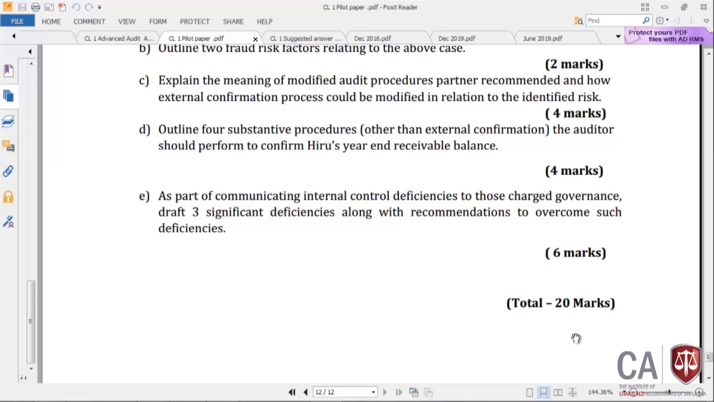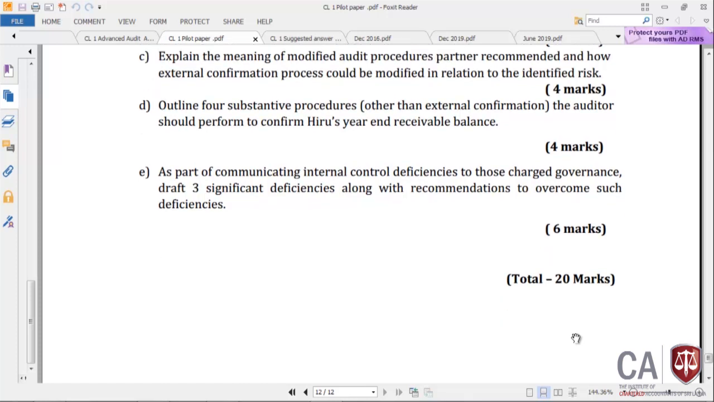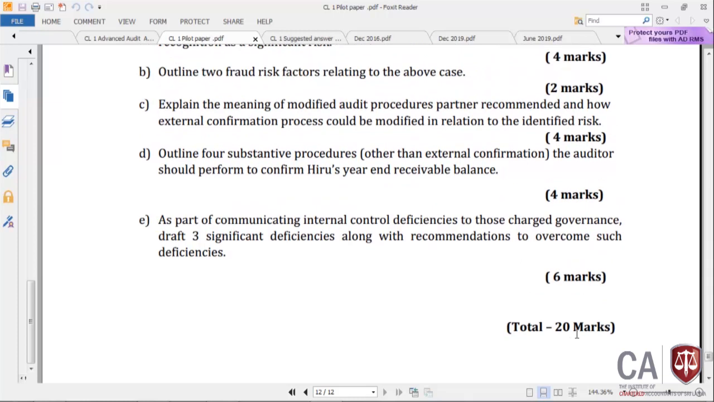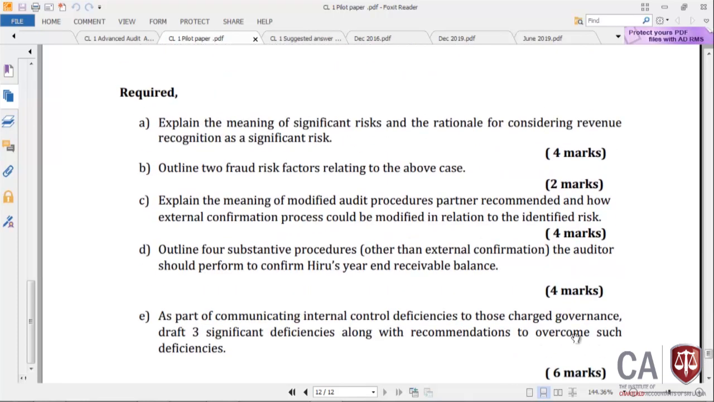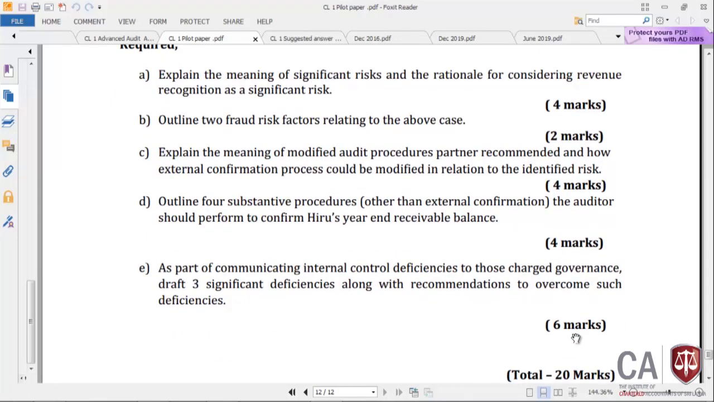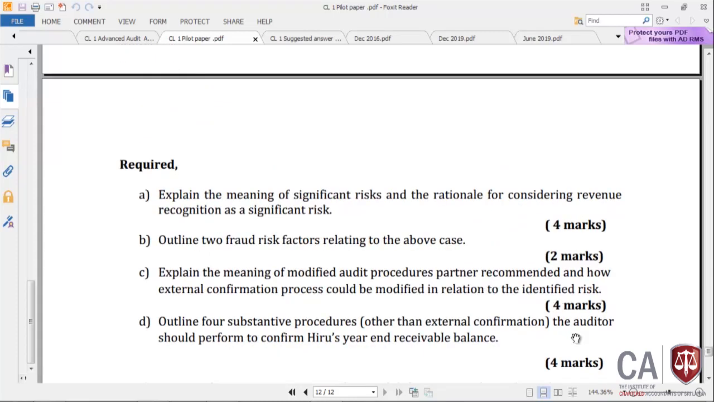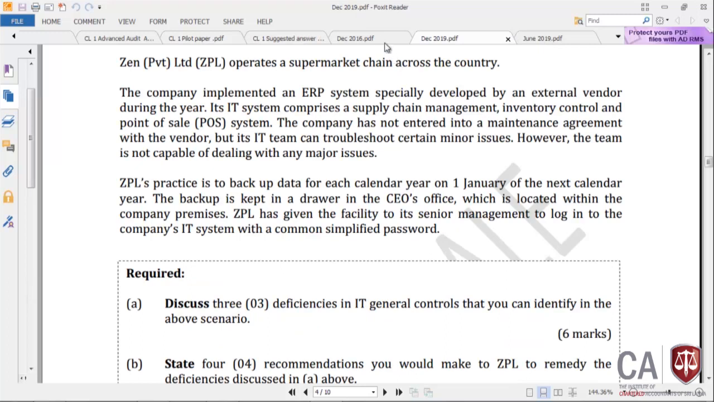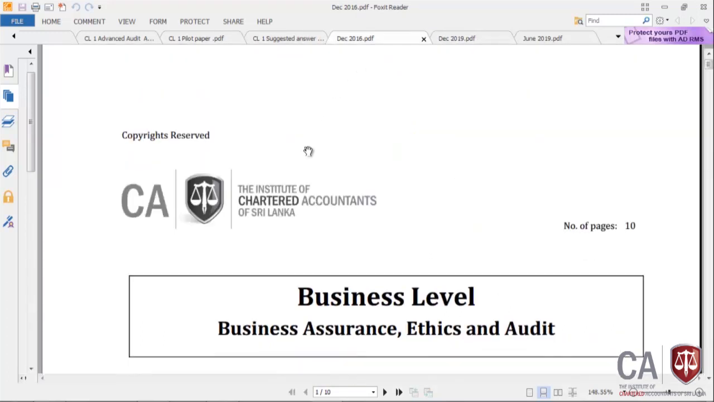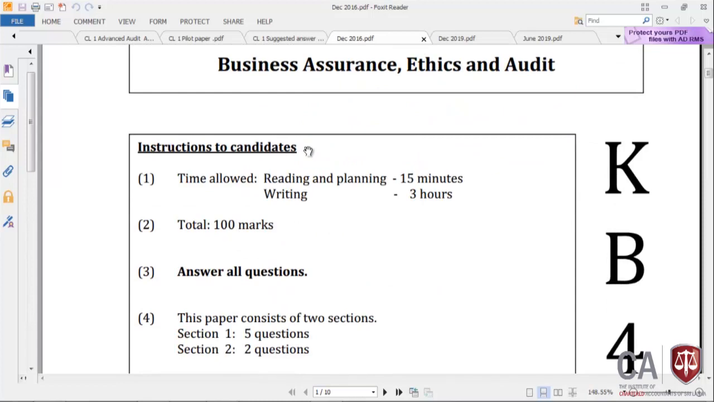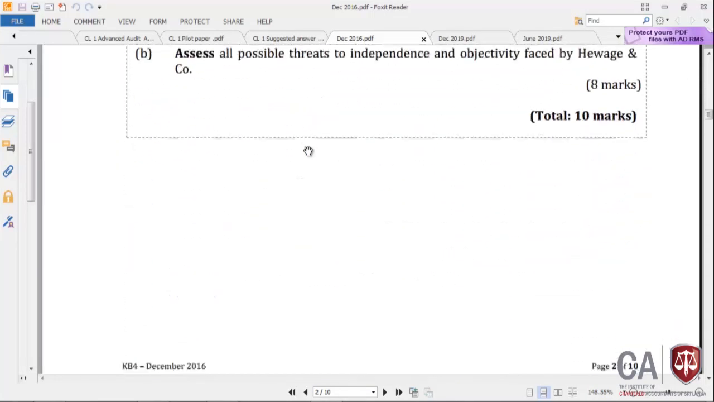So this is again an area where your writing skills will be tested by the examiner. This is not an IT control, this is the manual control part, but we should be aware of the practical application, right? This type of question will come in your examination, and I will show you another question. This is KB4. If you look at December 2016, question number 6, KB4, December 2016, question number 6.